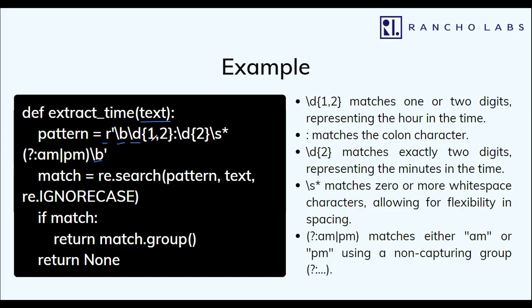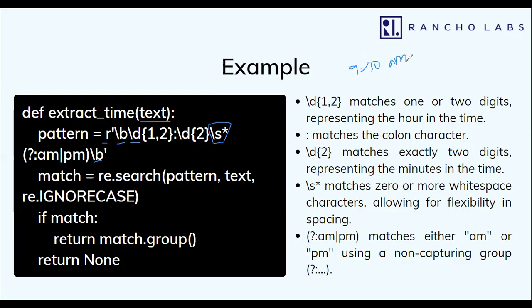Slash d digits 1 or 2, each 2, slash d digits 2. You can also give here 1 comma 2, not an issue. Slash s star means space. Slash s refers to space. So if you give the time like 9:30, 9:30 and space, AM or PM.